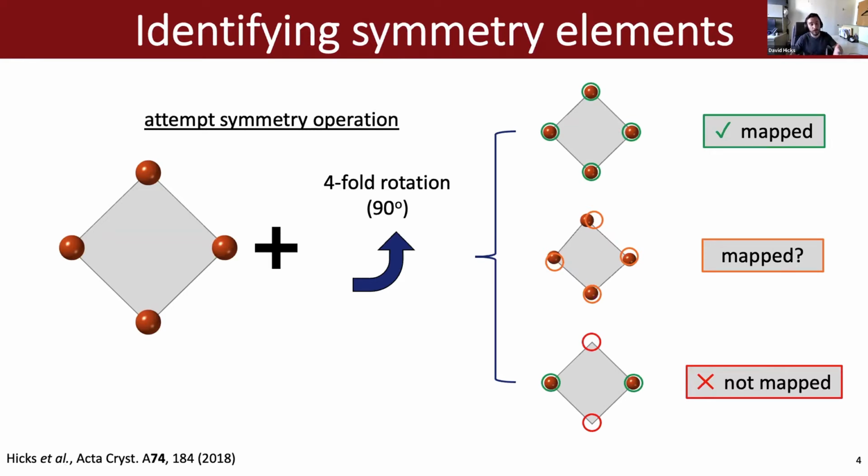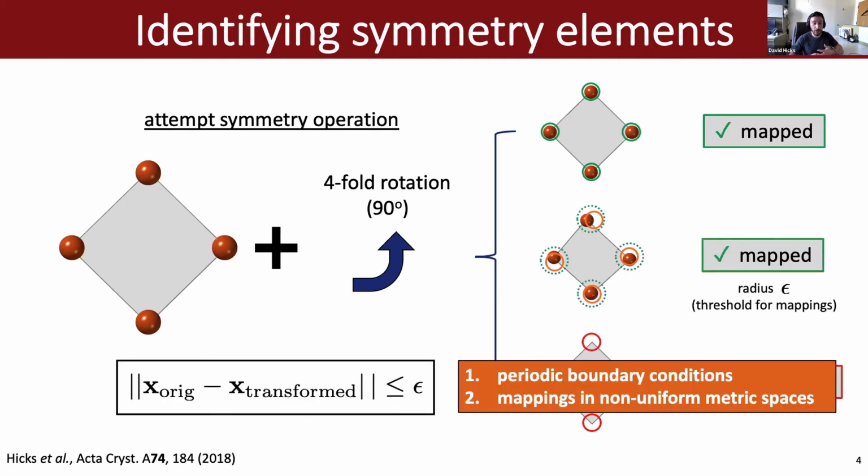And so the question becomes, should this be a mapping or not? Since we're working numerically, essentially we have to employ a tolerance threshold that says, okay, we're within this distance. And so we would say that, okay, it's close enough to be considered a mapping. And so this would be an isometry of our crystal. So we essentially have to take all of the original atom positions and compare them to the transformed atom positions and check if they're all below this distance.